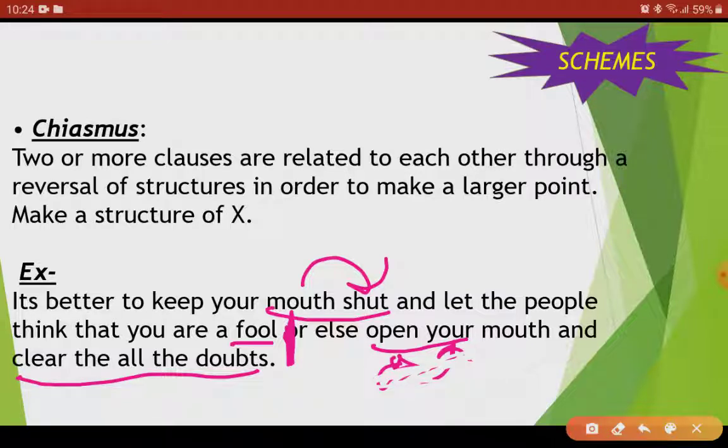So you can see that when the mouth is shut, it is making a cross, and this statement will come here, and when we join them they will make a cross. That's what the structure of X is. This statement is saying that a statement will be said, and after one point the same statement will be used in reverse order, making an X. The mouth is shut, but now the mouth is open, and now you have cleared your doubts. So everything is reversed, and it is making another meaning from it.